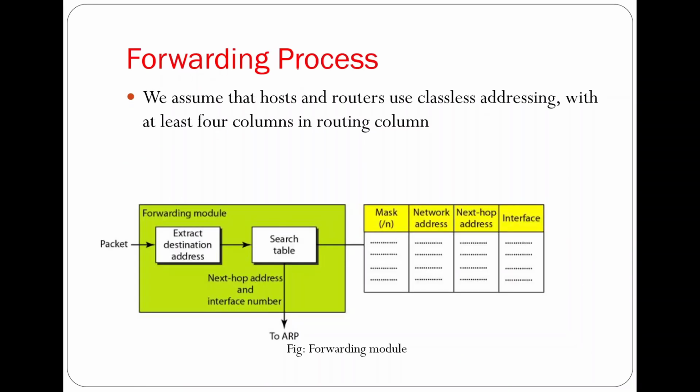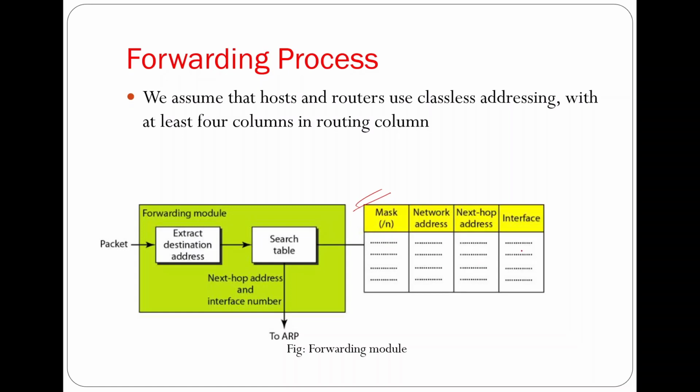So you can see the forwarding process. We already understood the definition of forwarding. Forwarding is nothing but moving the packet from one place to another. To do so, we require a forwarding table. This is the forwarding table, and it contains four columns.